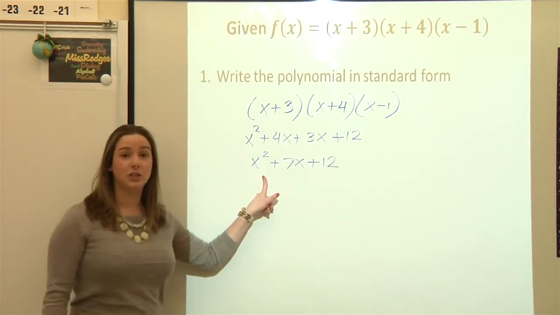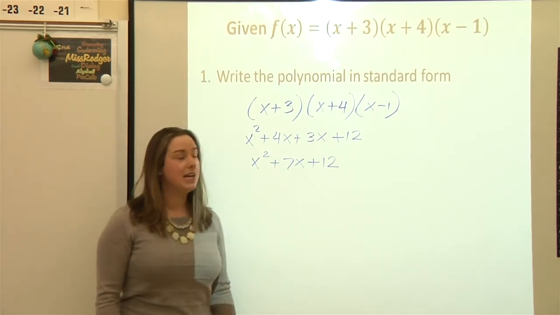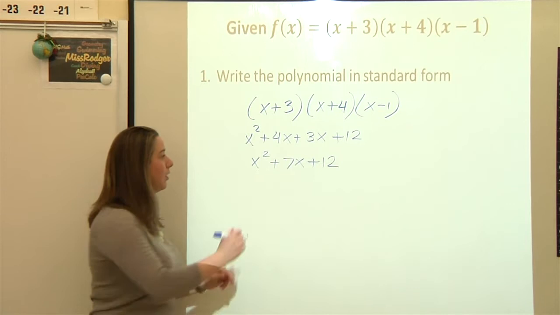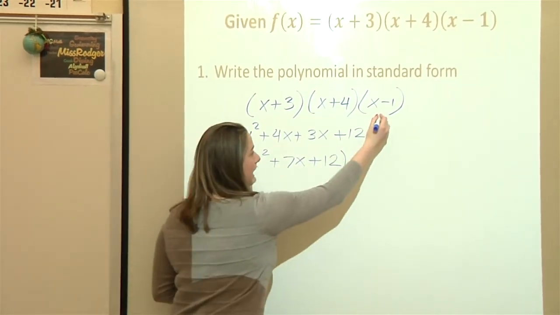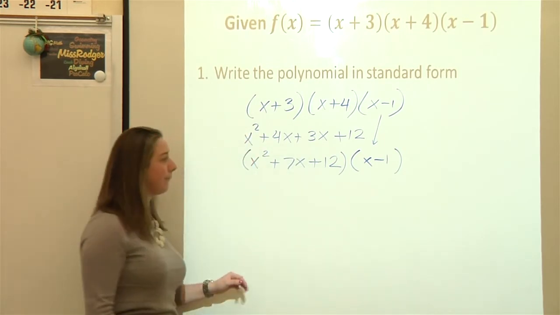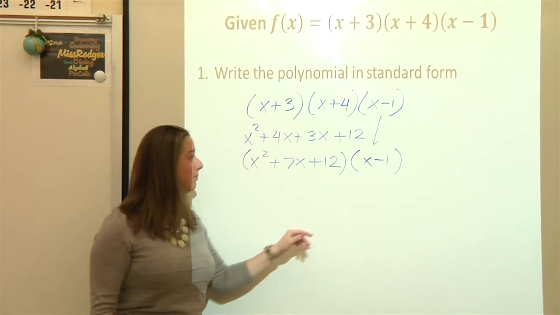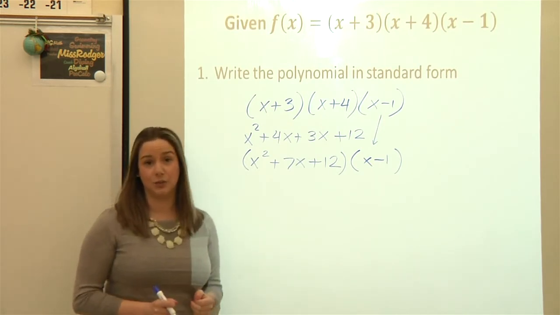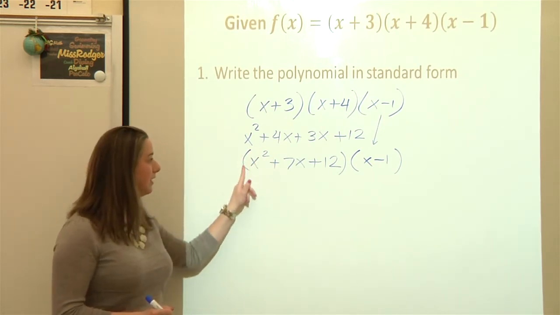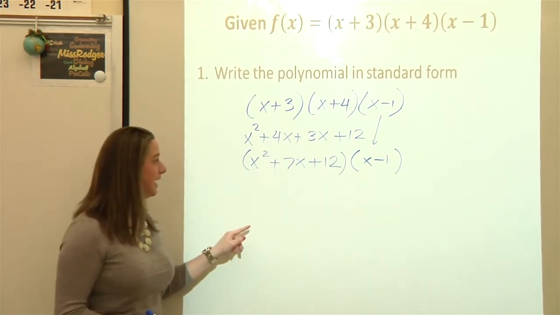My result is obviously a quadratic, x squared plus 7x plus 12. Now I want to take my quadratic and multiply it by my linear binomial. Once I multiply these together, I'm going to have standard form. So I want to do this in an organized way. I want to multiply everything in the first by everything in the second. So I'm really going to go one term at a time.